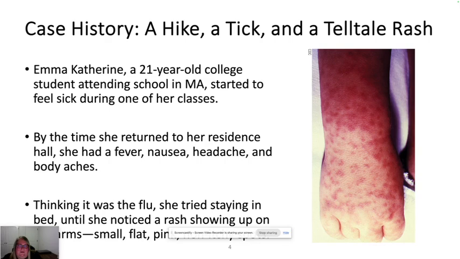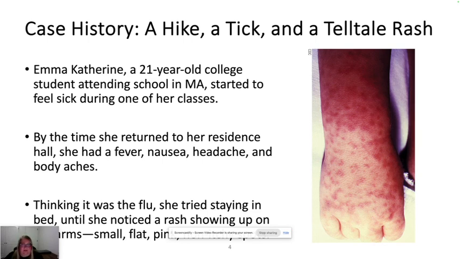What she's feeling all points towards the flu virus. So that's what she thinks. She's like, I just have the flu, I can sleep it off. So she goes back to her dorm, goes to bed for the rest of the day and for the night. In the morning she wakes up and when she looks at her arm, she notices something that wasn't there yesterday. She's developed a rash made up of small, flat, pink, non-itchy spots. Emma Catherine kind of freaks out at this point because rashes aren't a normal sign of the flu, so she knows she has something else.